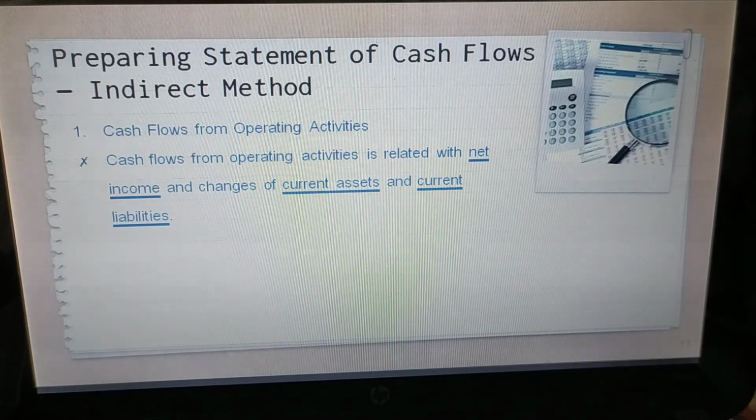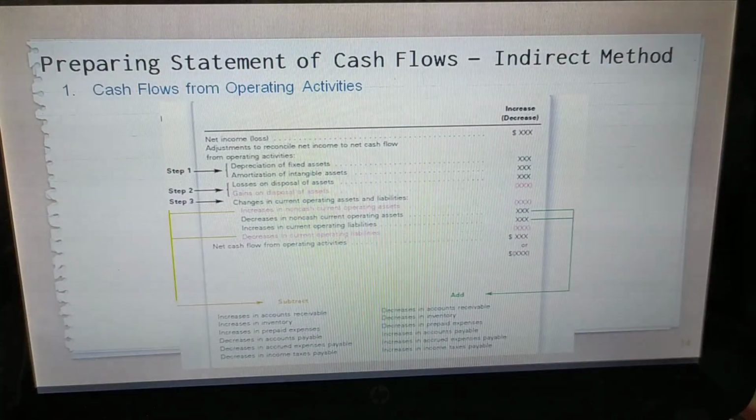The first activity, remember, is always the cash flows from operating activities. So remember, we focus only on the net income, the depreciation, the gain or loss, and then the changes of current assets and current liabilities only. This is the format when we do the cash flow for operating activities. We start with net income or loss, and then we write the adjustments to reconcile net income to net cash flow from operating activities.